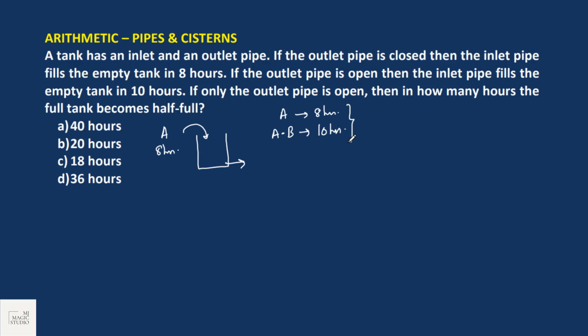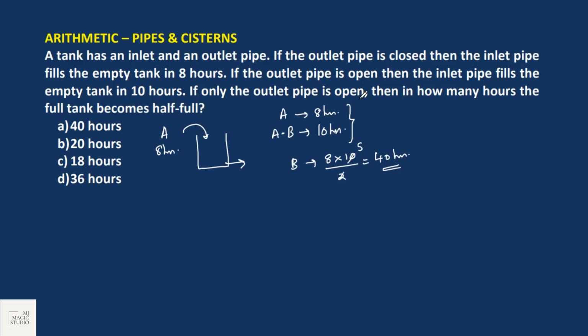Now, if we use our subtraction formula, which you will find in our rule 8, we can find the value of B. How much time will B take to do it alone? Subtraction formula says product by difference. B will take 8 into 10, by 10 minus 8 is 2. That is 5, 40 hours to empty the tank. B will take 40 hours to empty the full tank.